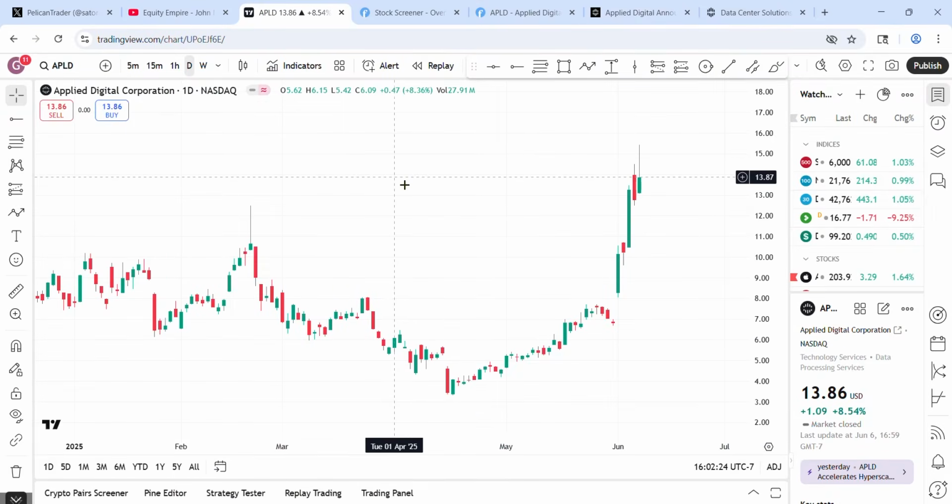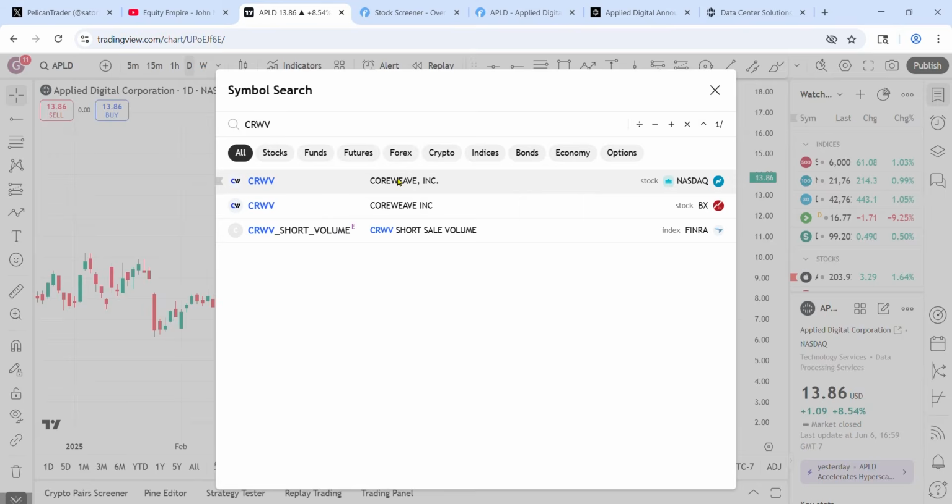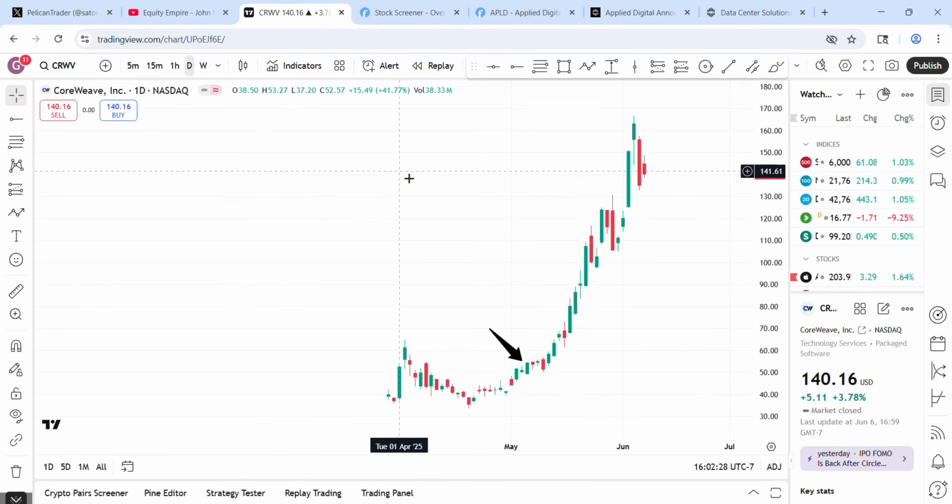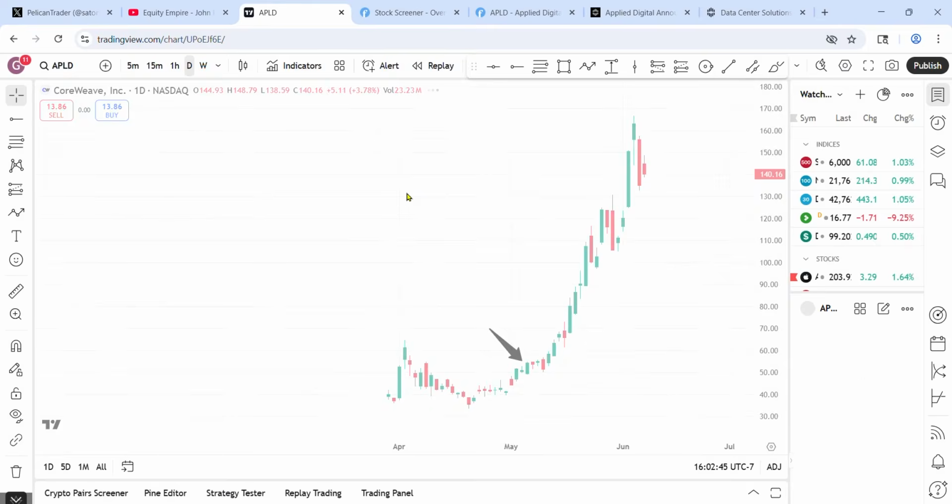Interestingly, CoreWeave has been one of the best performing IPOs of the last several years. And that's caused investors to wonder whether Applied Digital could have similar price performance over the coming weeks, months, and years ahead. Now, this is the question we will address in today's Equity Empire Chart Analysis session.